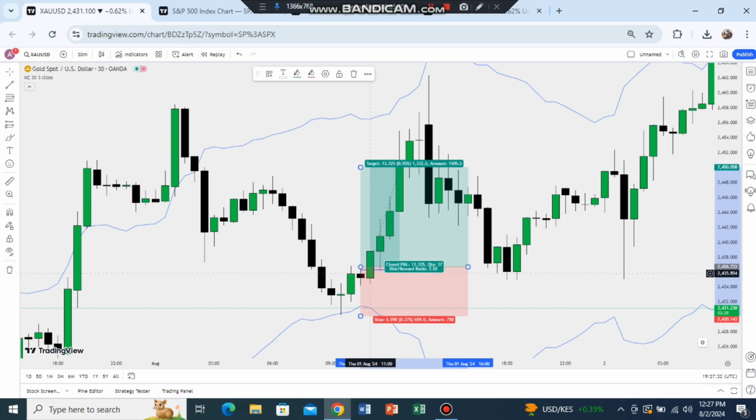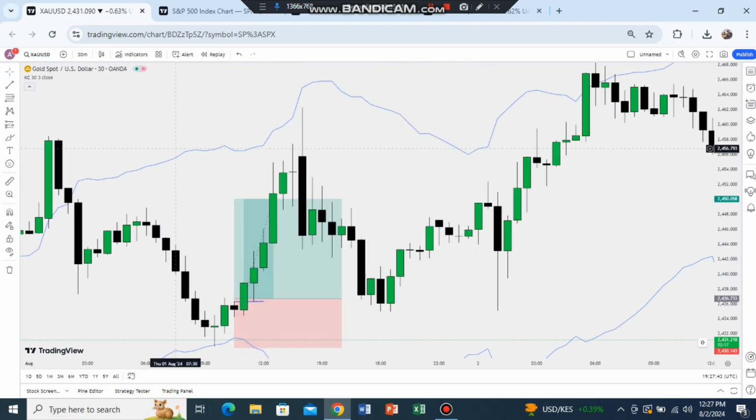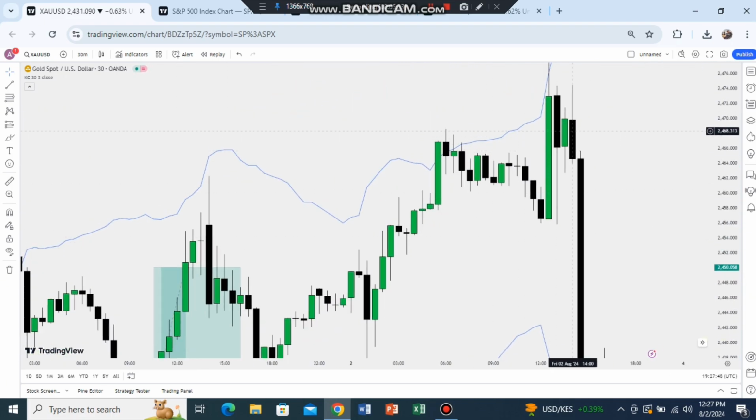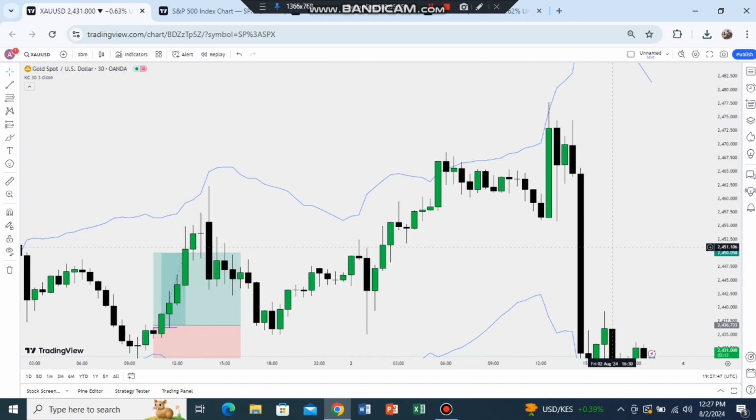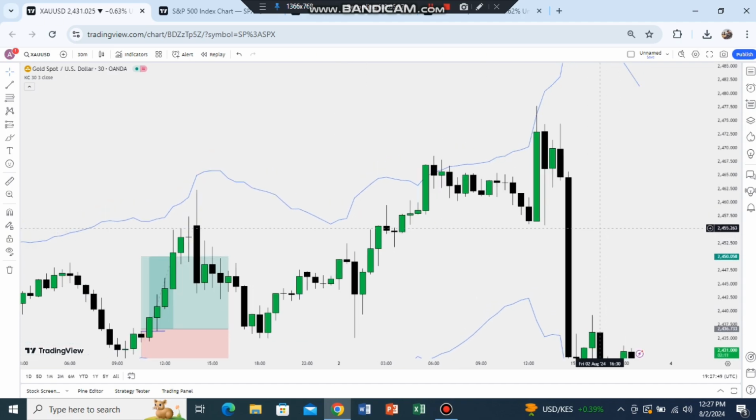So you will enter at this point and your target will be this area. At this point, you will have to take the profits, okay? I will explain the risk management later, but let me show you this bearish example now. And then I will explain how you can manage your risk. In this case, this is a bearish case.